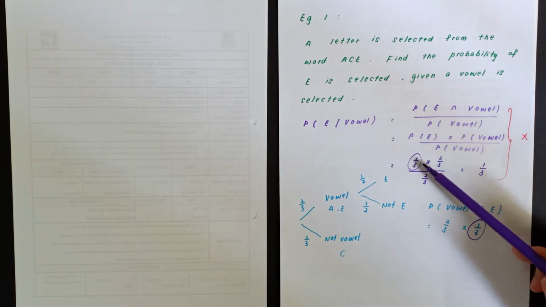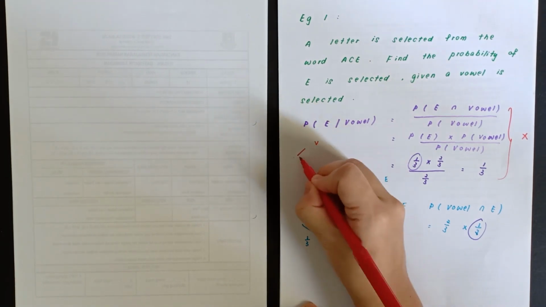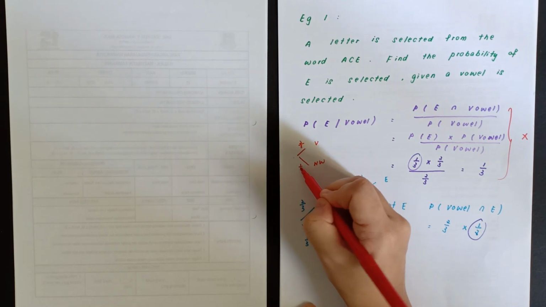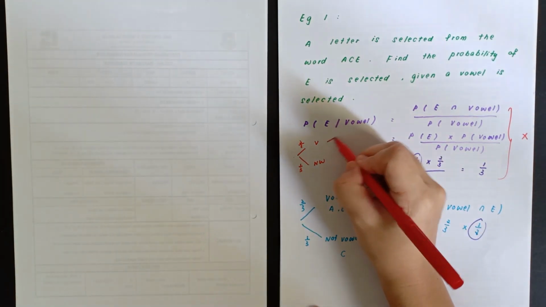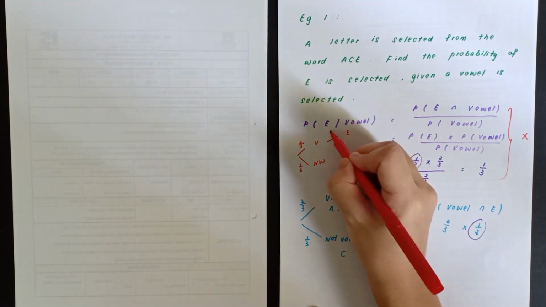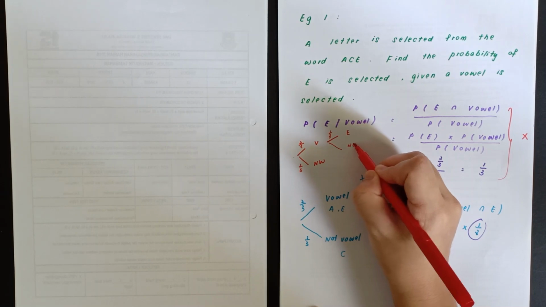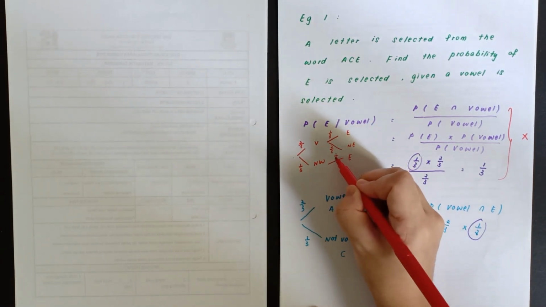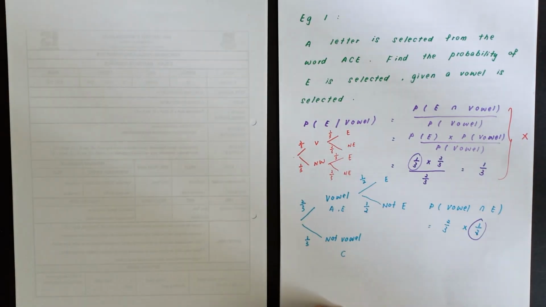So what you are assuming here is something wrong, which is like this is vowel, this is not vowel, and this is 2 over 3, this is 1 over 3. No matter if I get vowel or not vowel, the probability for me to get E is still 1 over 3, then not E is like 2 over 3. The probability for me to get E is the same 1 over 3, and for me to not get an E is still 2 over 3.